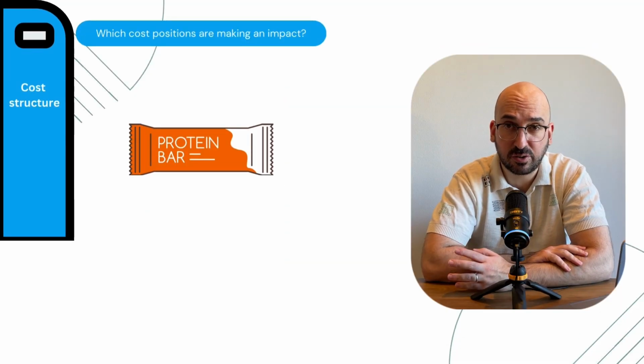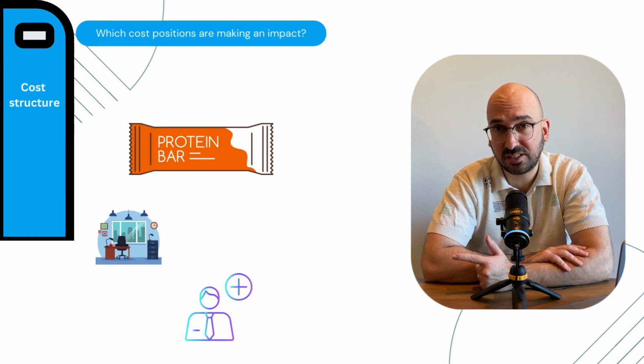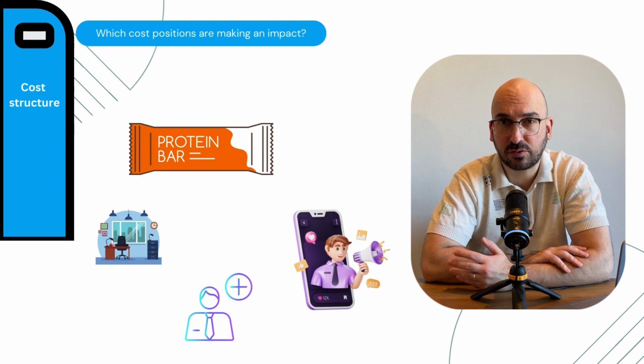Lastly, we have the cost structures. So here you need to clarify, do you need office spaces? Do you need to hire additional team members? How much money do you plan to spend on marketing? On the other hand, you can also think about, do you have costs for certification? Do you have costs for licensing?